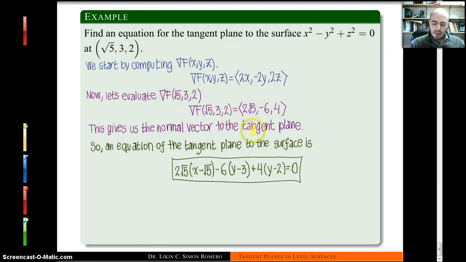So the equation of the tangent plane to the surface at that point is just this: these are the coefficients, which you put in the place of the normal vector, and the point goes inside the parentheses, equal to 0, of course. And this gives you the equation of the tangent plane.